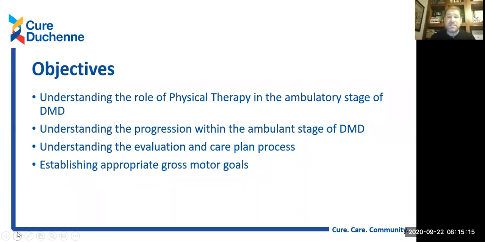So the objectives of my talk today: first of all, understanding the role of physical therapy in the ambulatory stage of Duchenne muscular dystrophy. Also understanding the progression within the ambulant stage of DMD. Within the ambulant stage there are different stages, and we'll go over those as well. Understanding the physical therapy evaluation and the care plan process: what are we looking at when we do an evaluation? How are we determining how often we're going to see the child and what kinds of things we're going to work on? And then establishing appropriate gross motor goals.